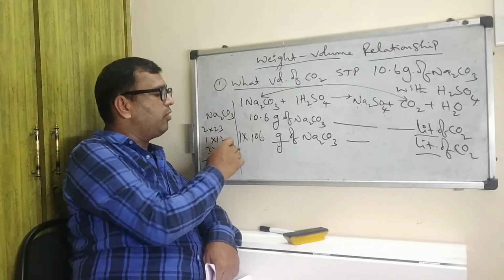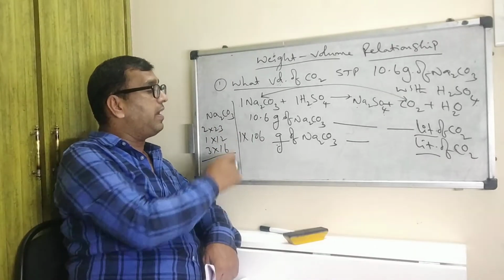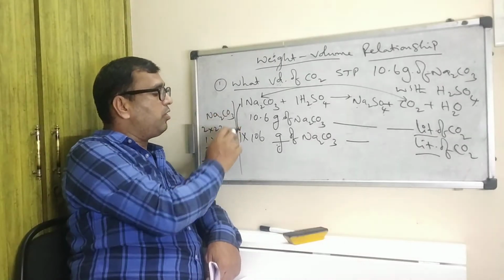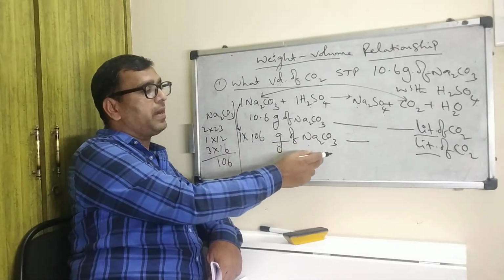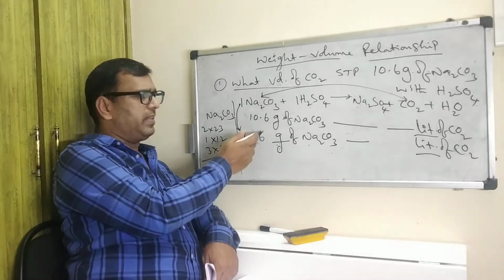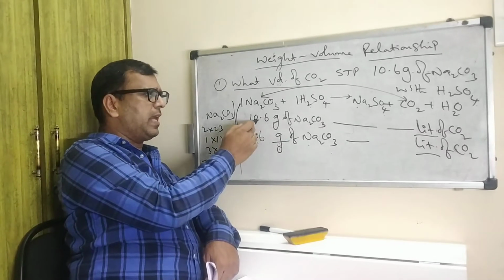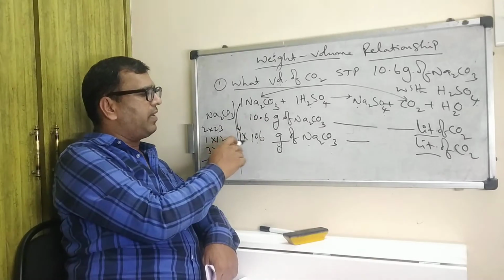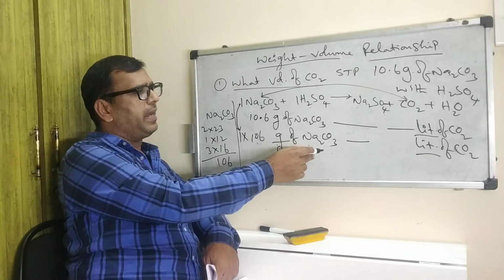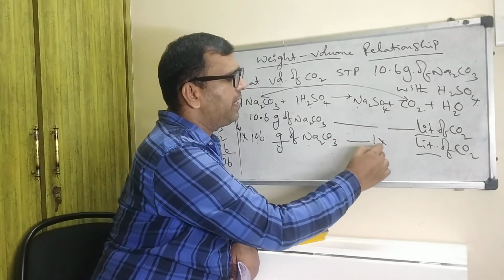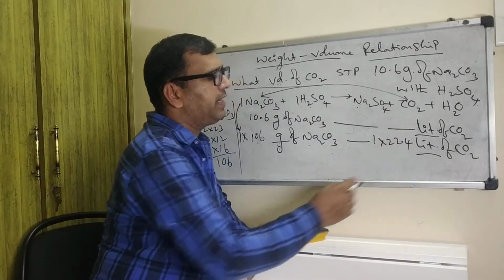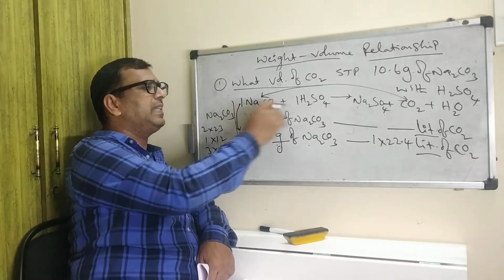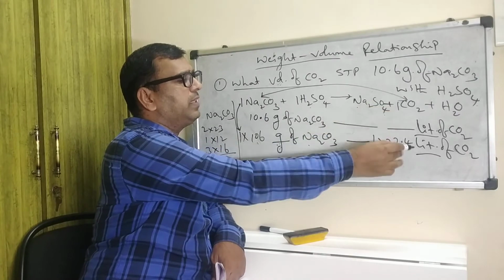So 1 into 106 grams. Why 1 into? Based on this information, 1 into 106 grams of sodium carbonate. This is the molecular weight. The given information is 10.6 grams, so that is why I am taking 10.6. Means 106 grams of sodium carbonate gives 1 into 22.4 liters of carbon dioxide. This is a standard statement. Why? Here only 1 mole. This is the 1 mole.